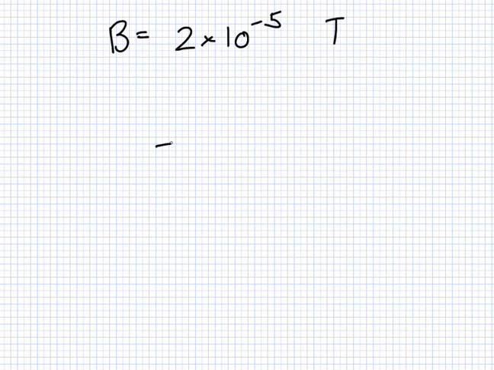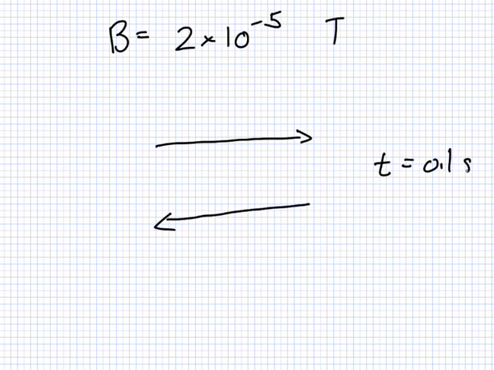Here's my conductor like this, and then let's say I change it really quickly in 0.1 of a second. I would like you to tell me what voltage I get in the conductor when I turn it around really quickly. So I want everybody to calculate the voltage here. I need to give you a little bit more information, don't I? Because you need the area at least.